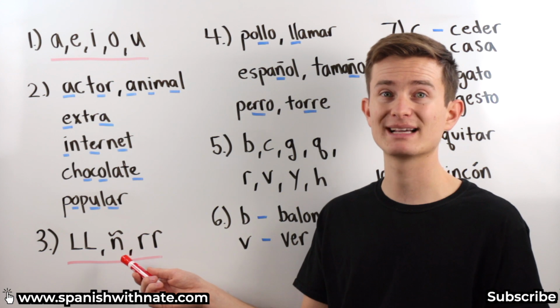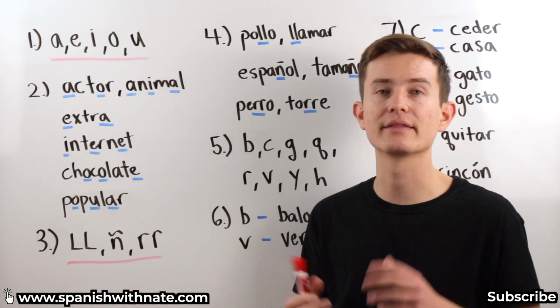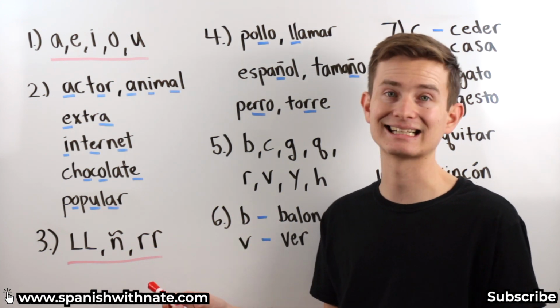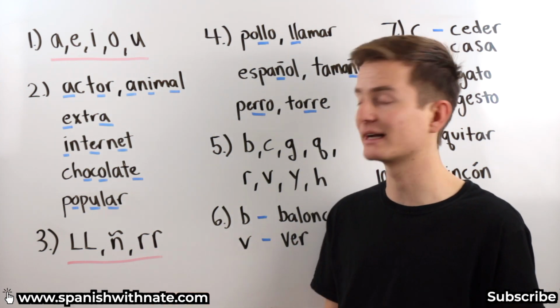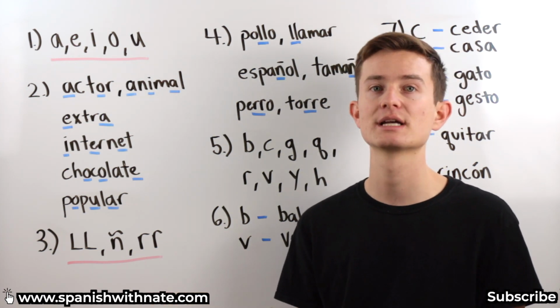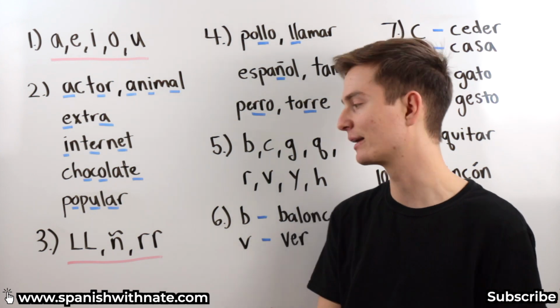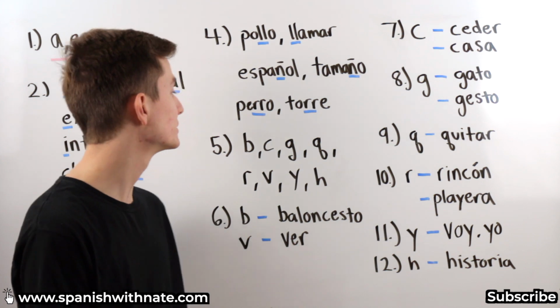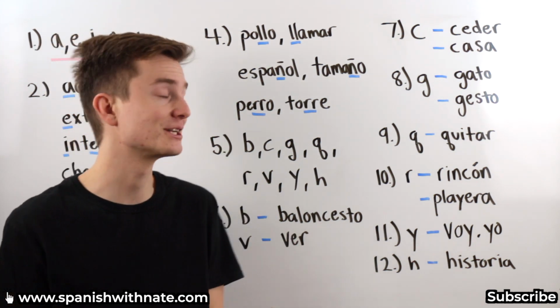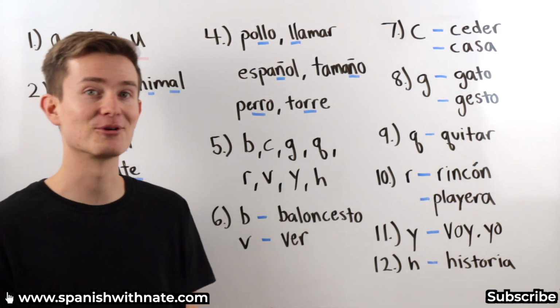Ñ, which makes this kind of NY sound put together. We'll take a look at an example. And R, which can be very difficult for us as foreigners when we're trying to learn Spanish. Sometimes we can't roll our R's, and we'll talk a little bit about how we can fix that. But let me come over to this side of the board just so you can see these. It's kind of scrunched up right here, so I might be kind of off the board a little bit.